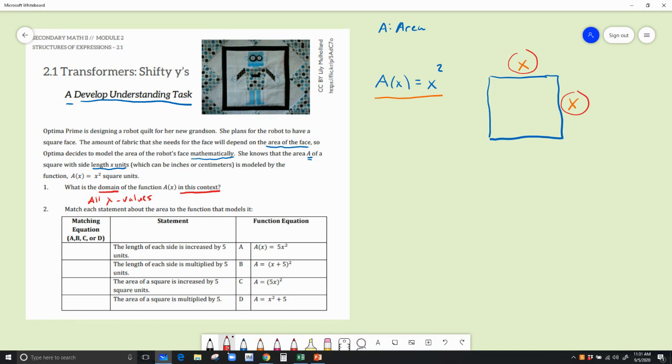A side length of negative 3. It doesn't make sense, does it? How do you measure something negative 3 feet? So the domain, or the possible x values in this context, is all positive numbers, right? All positive numbers.